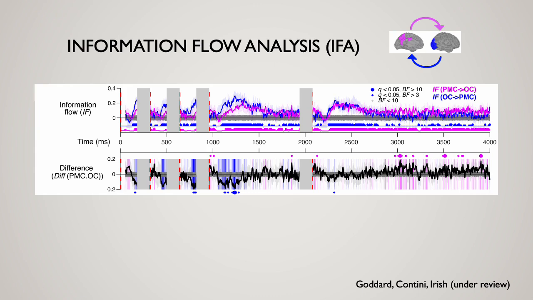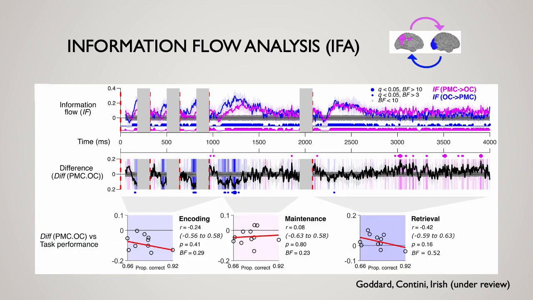So you can see more clearly that occipital to PMC dominates when the visual stimuli are presented, but there's some evidence of PMC to occipital information flow dominating during this latter part of retrieval. As an extra test of whether these information flows are meaningful, we also looked at the correlation across subjects between information flow and task performance. In this case, none of these correlations were significant.